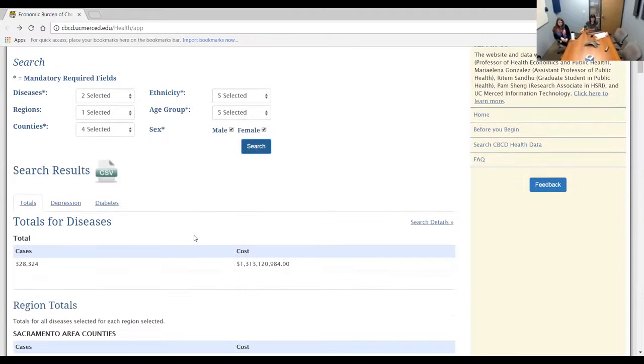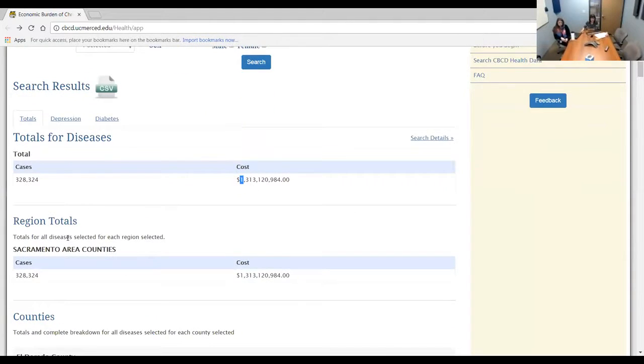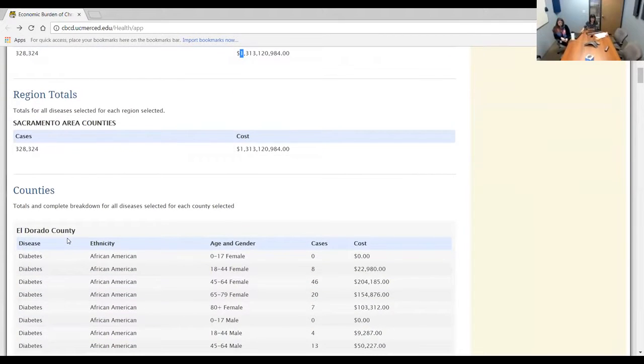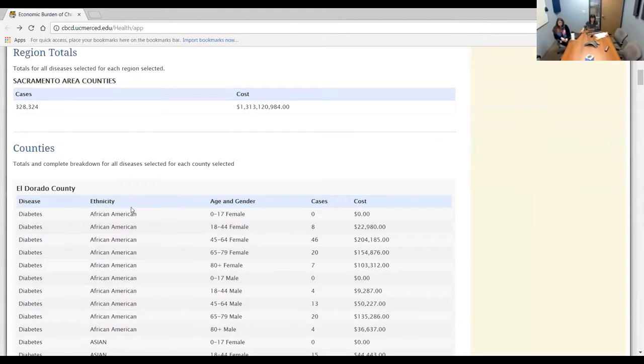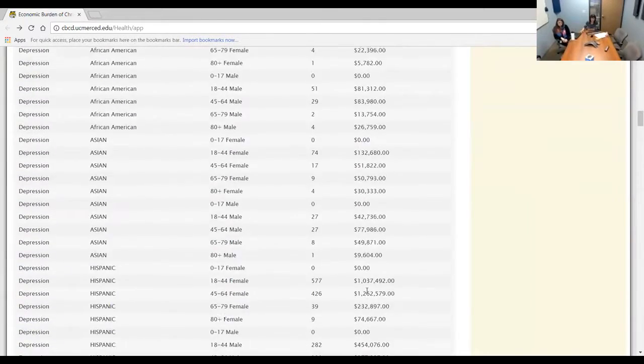Easy peasy. So total disease cases is 328,000, and they estimate the cost of this at being over $1 billion. It talks about the totals for all diseases selected for each region. Then it goes down for each of these counties. It breaks it down by every race, every age group. So it talks about the number of cases that are represented in each one of these areas and about the cost. I'm going to scroll down a little bit just so you can see the wealth of this.